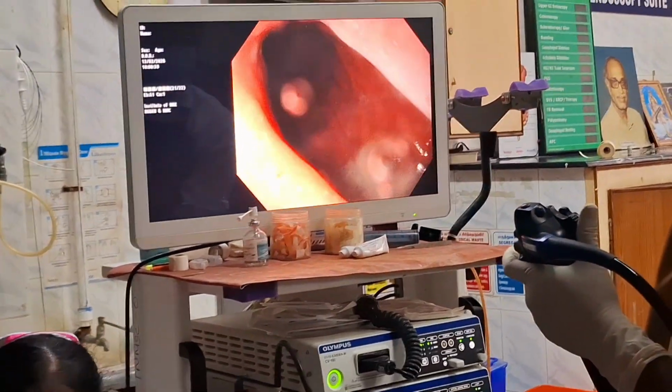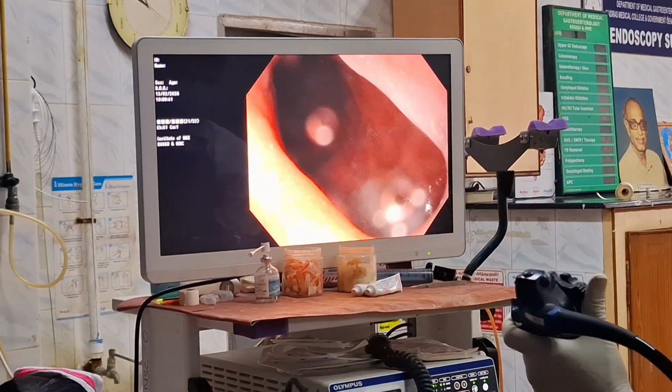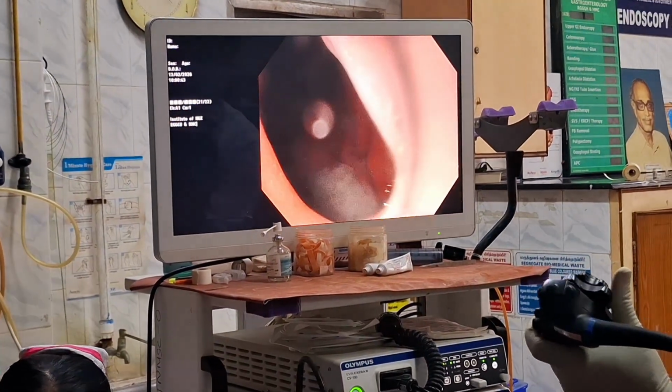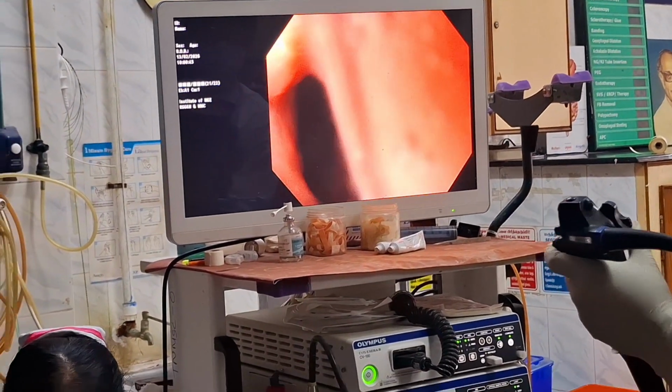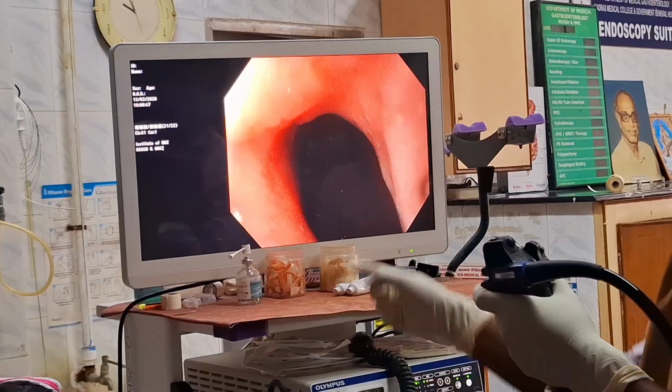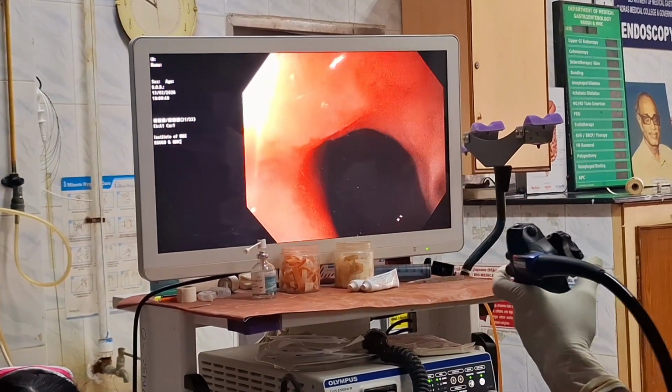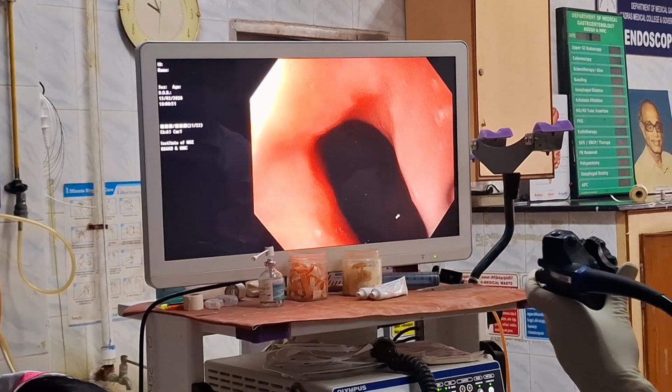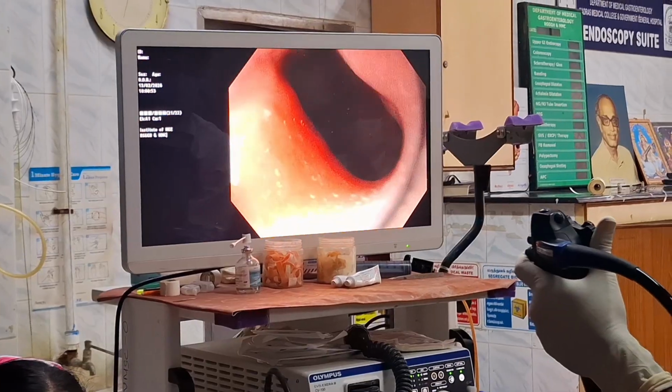So this is the OG junction. You can see that is stomach epithelium. This one is the pinkish one. Whitish is the esophageal epithelium. This is the squamocolumnar junction.